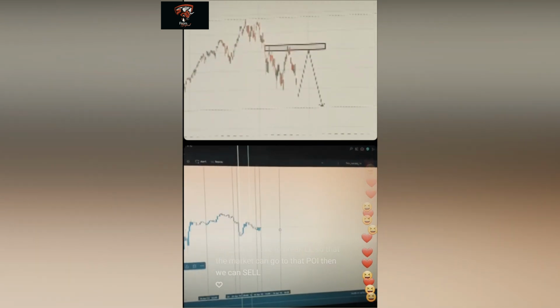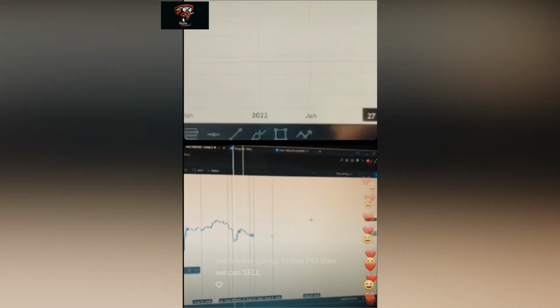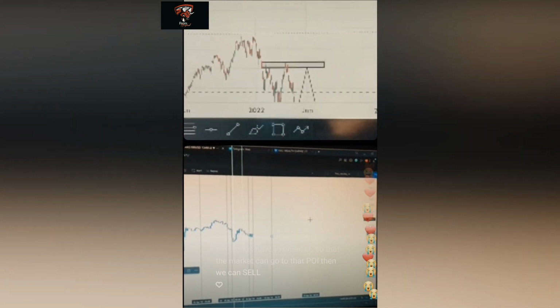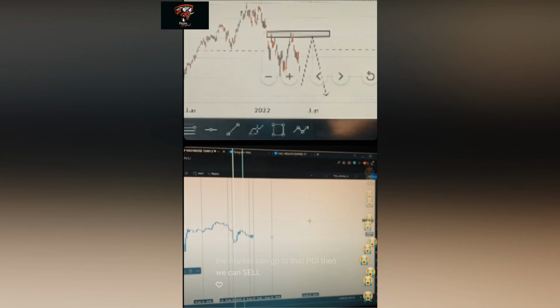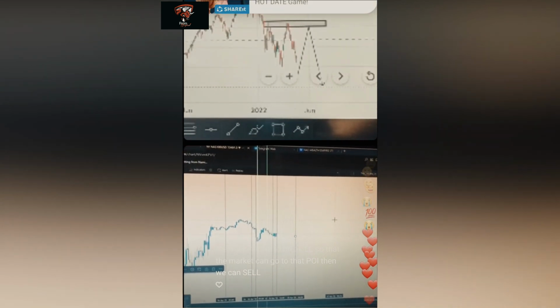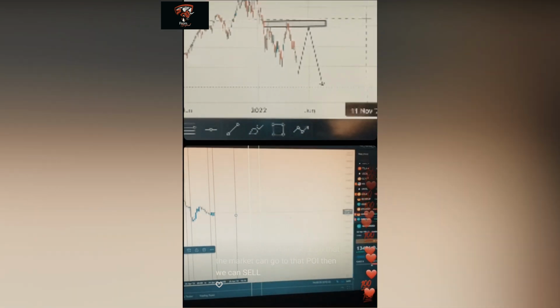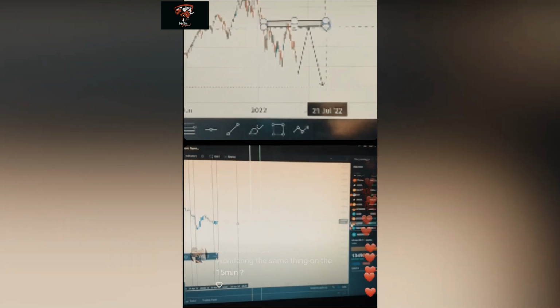Troy, can I just ask you something? How do you identify an order block? I just want to see how you identify an order block, because I'm looking at what you're doing and I'm just trying to figure out how you identify an order block.